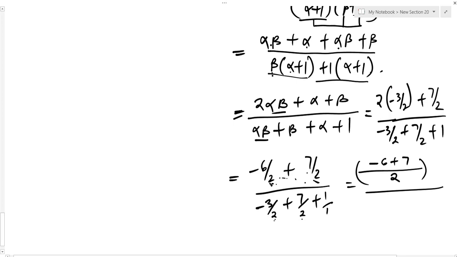Now for this, the denominators of the fractions are not the same. You have 2, 2, 1. So 2, 2, 1: 2 divide 2 is 1 times minus 3 will give you minus 3. 2 divide 2 is 1 times plus 7 will give you plus 7. 1 divide 2 will give you 2. 2 times plus 1 will give you plus 2.